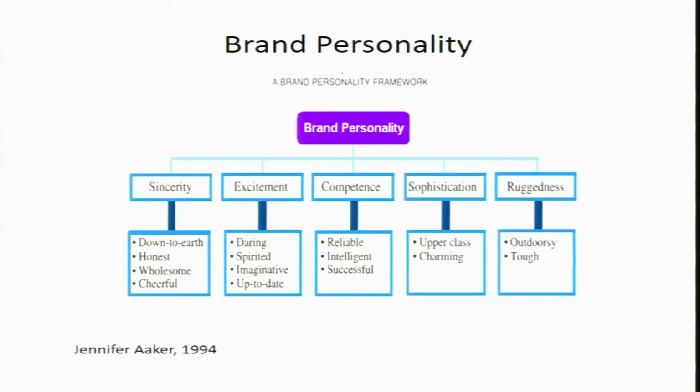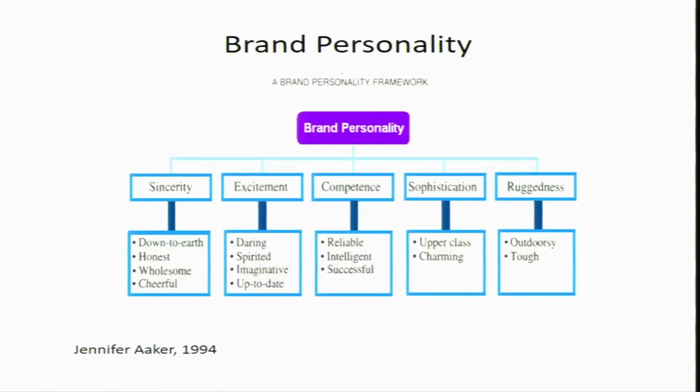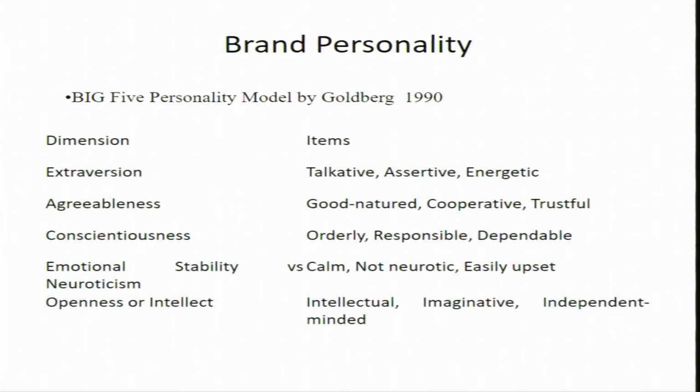Let us look at this model in detail. In this model, Jennifer Aaker creates 5 dimensions, and you can see those dimensions. They are sincerity, excitement, competence, sophistication and ruggedness. As you can see, the model created by Professor Jennifer Aaker at Stanford School of Business also has 5 dimensions: sincerity, excitement, competence, sophistication and ruggedness. These dimensions remind us of the 5 dimensions we saw while we were studying personality from the psychological perspective.